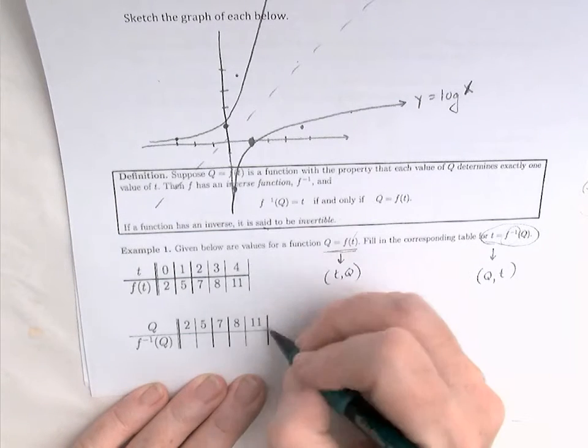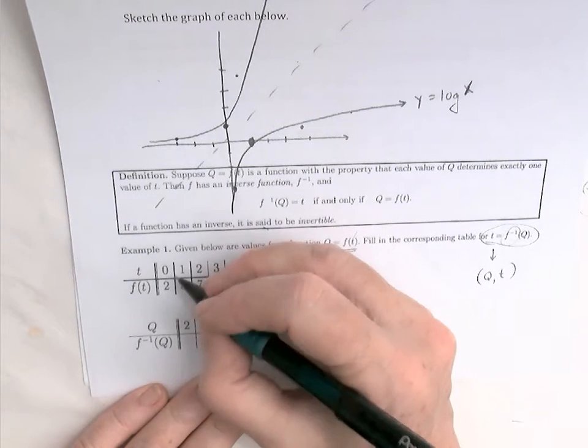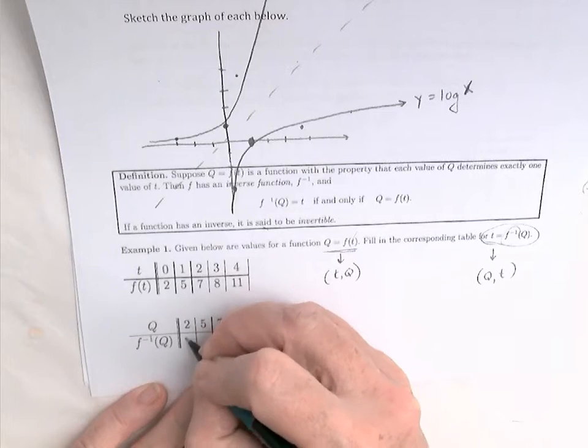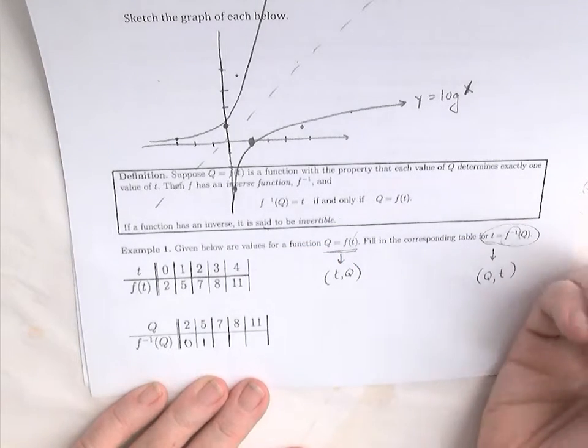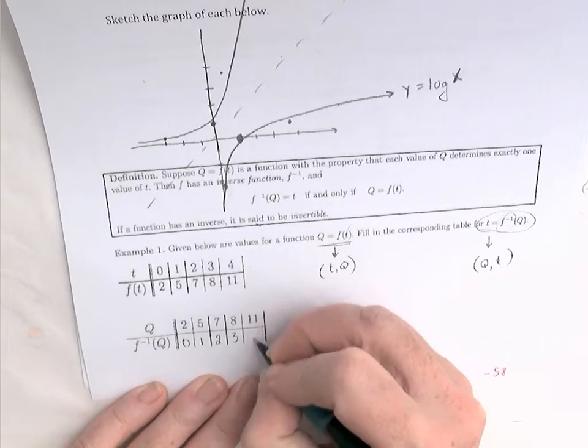So if these are going to be inverse functions, we know that the x and the y values flip. So instead of having an input of 0, output of 2, we're going to have an input of 2, output of 0. Instead of having 1, 5, we're going to have the ordered pair 5, 1. 2, 7 is going to become 7, 2. 8, 3 becomes 11, 4.